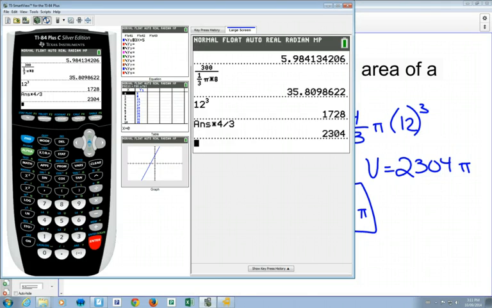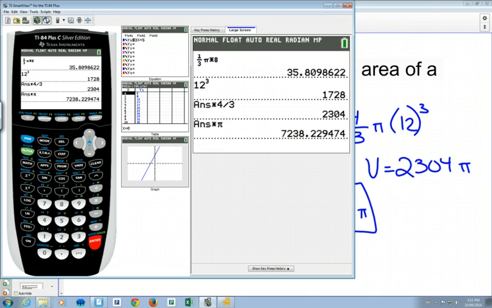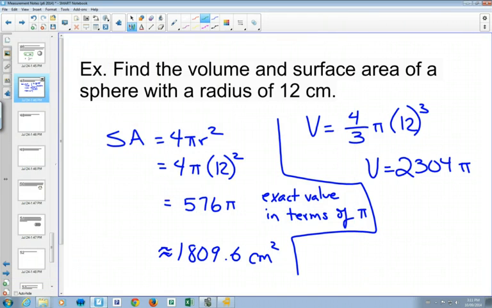Notice if you have an answer, like I have 2304 there, that answer is already there. If I want to times that by pi, I can just hit the multiplication button and the answer from the previous one will automatically appear. So then I'll multiply that by pi and get 7,238. And we're centimeters cubed. And that's an approximation, so I could squiggle that one.